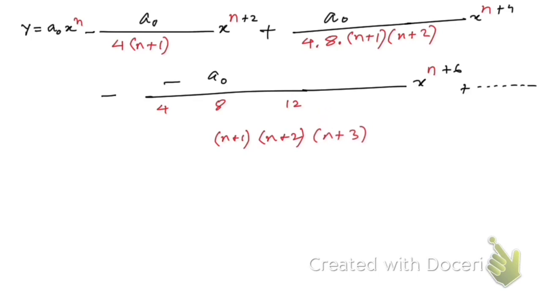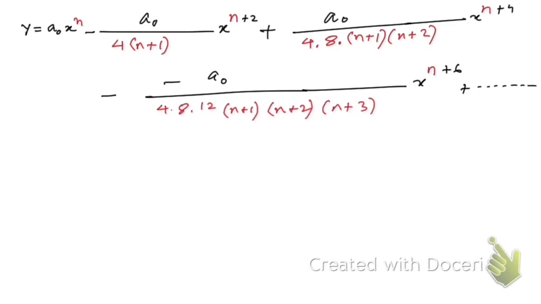Give me a second. So 4 into 8 into 12, 4 into 8 into 12. Let me write this one here, and this. Okay, so hope you have understood this. There should not be any confusion, I think. Okay, so now what we can do.